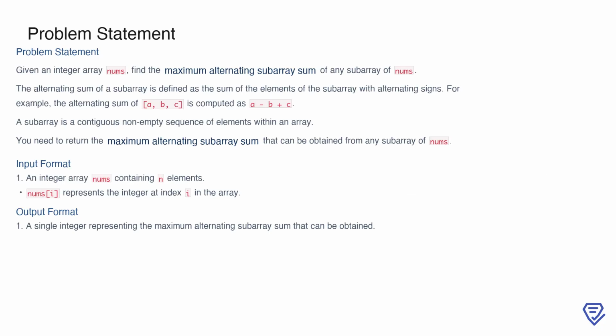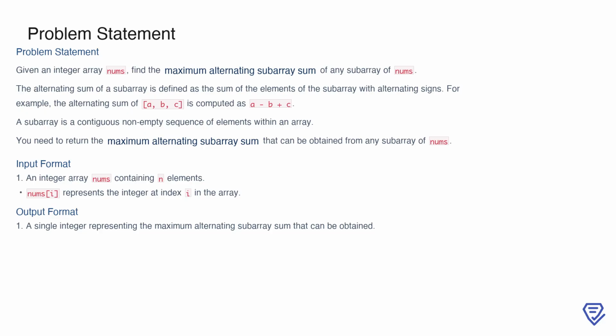In this problem, you're given an integer array called nums, and your task is to determine the maximum alternating subarray sum that can be derived from any subarray of nums. Now, the alternating sum of a subarray is calculated by assigning alternating signs to its elements as you sum them up. For instance, if you have a subarray A, B, C, its alternating sum is calculated as A minus B plus C. Here, subarrays are simply contiguous sequences of elements within the array, and they must contain at least one element. Your goal is to return the highest possible alternating sum of any such subarray.